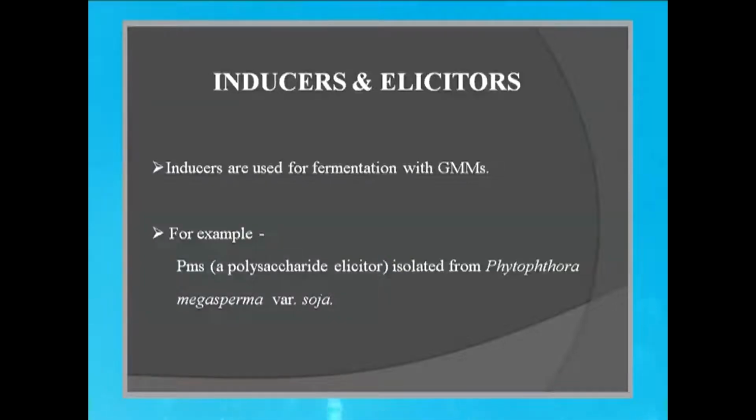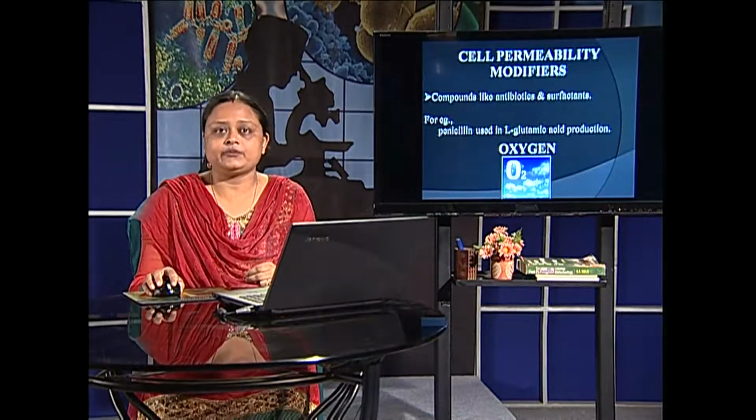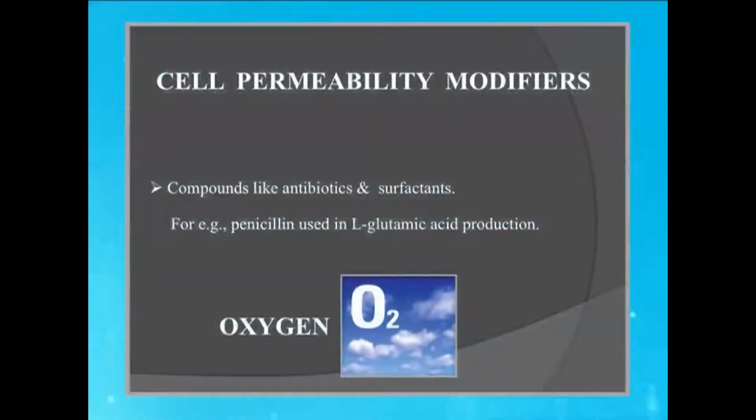We need to elicit or bring out the product, or induce it so that the product is produced, often used in the medium. Then the others include cell permeability modifiers, meaning the cell wall needs to be made more permeable so that the product can be excreted out and facilitates downstreaming. One example is the use of penicillin in production of L-glutamic acid.